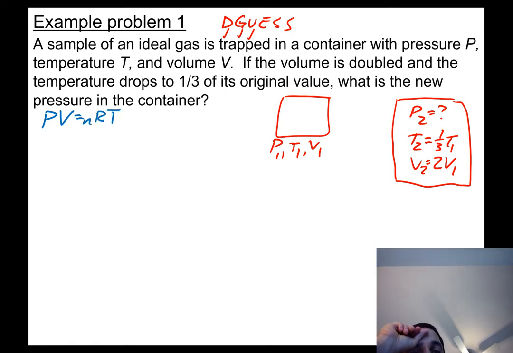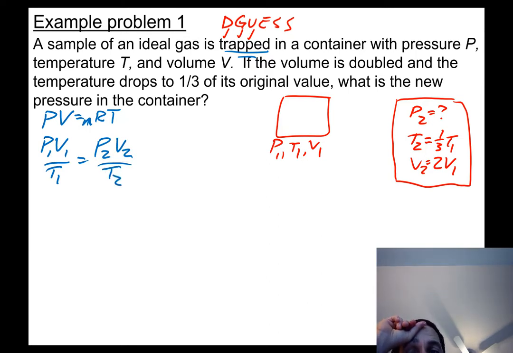But because we have a closed system, we know that the number of moles isn't changing. By the way, the fact you know that it's a closed system is because it's trapped. That's a word you want to home in on. Contained, trapped, those sorts of words tip you off that it's a closed system. So we're going to use the form of the ideal gas law that I talked about in the last video, where P1 V1 over T1 equals P2 V2 over T2.